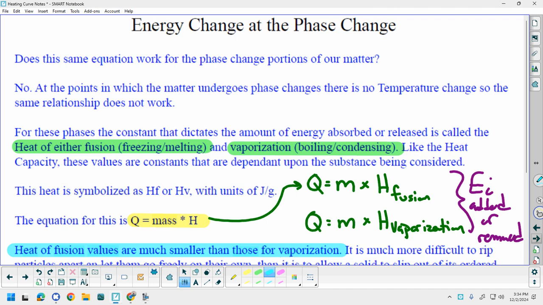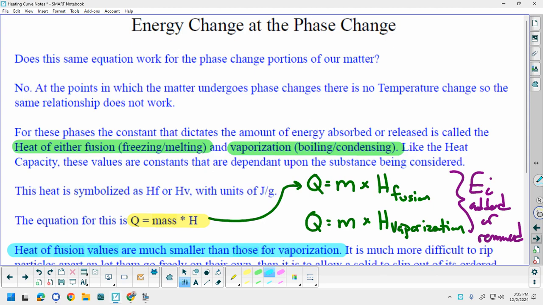of fusion, which is used for freezing or melting, so between solids and liquids, or the heat of vaporization, so the energy that's being added or removed when we are turning liquid into a gas or the gas turning back into a liquid. Like the heat capacity, these values are constants that depend upon the substance being considered. All different substances have different heat capacities depending on the state of matter, while all different substances also have different heats of fusion and vaporization, different amounts of energy to either melt or boil those substances.